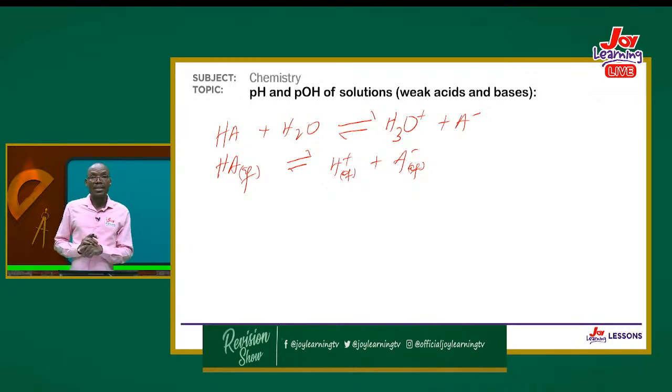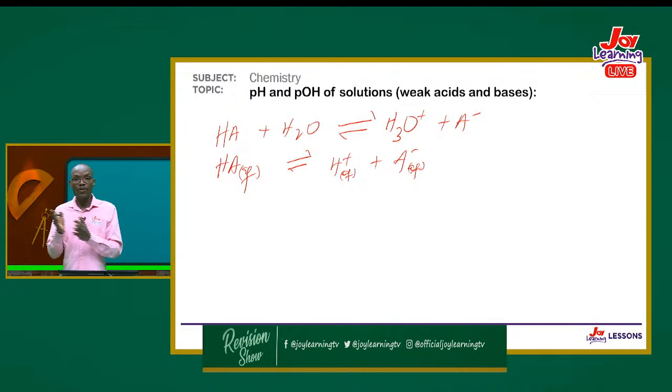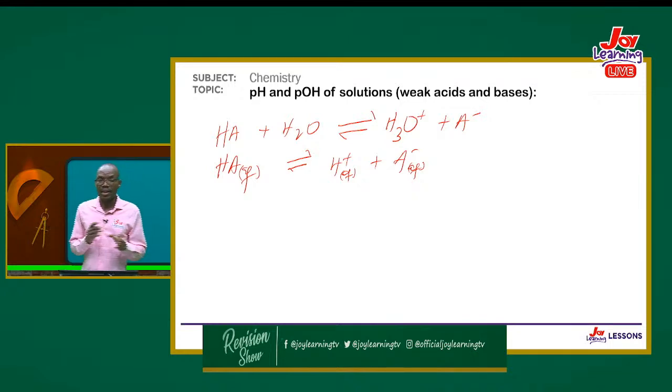Now, it is an equilibrium system. So it is swinging. It can go that way and it can come that way. Take note, we said that temperature affects equilibrium systems. So temperature can cause the reaction to move forward, producing more ions in solution, or bring it back, producing less ions in solution. So with this one here, initially, the acid produces no ions in solution. And as time elapses, ions appear in solution. And because it is an equilibrium system, then we can have the equilibrium concentration. It is from there that we can use anything to calculate anything.